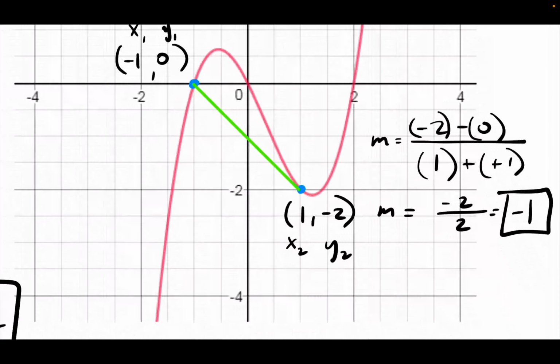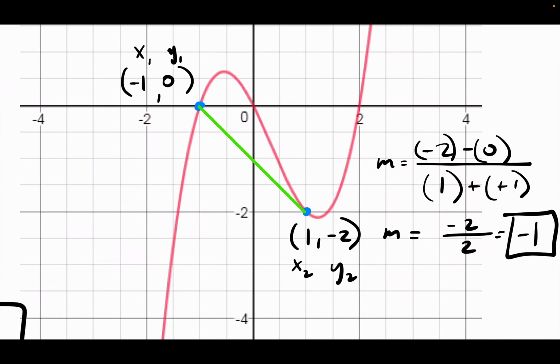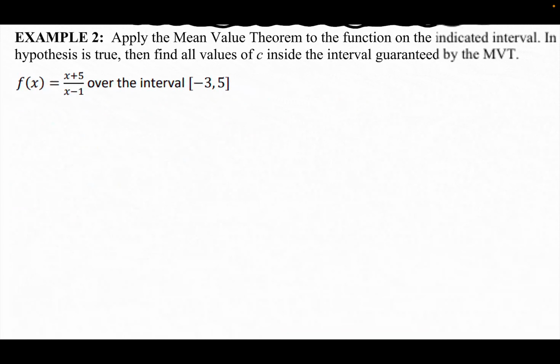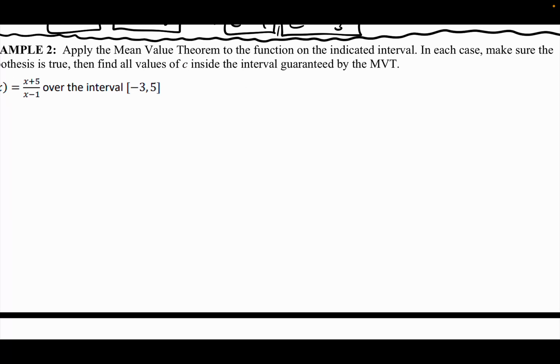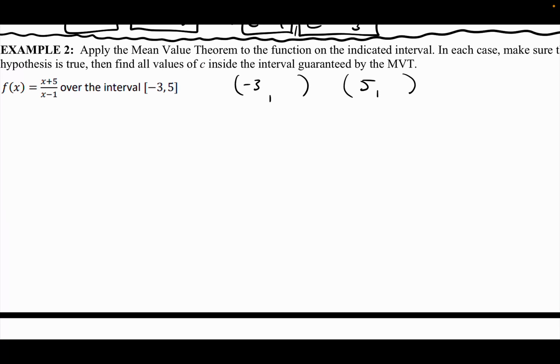That's how I found this guy over here, because I had 2 points, -1, 0, and 1, -2. How do I find 2 points on this guy? You just plug in x. What are my x's? -3 and +5. So I need 2 points. One of them is going to be -3, 0, and the other one's going to be 5, 0. So where am I going to plug those into? The equation f of x. The original, yep.